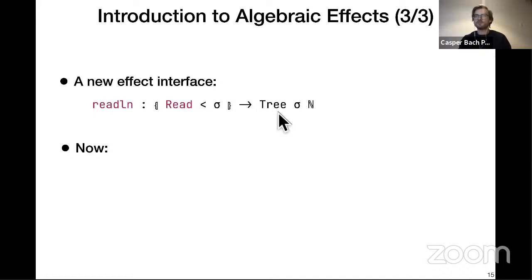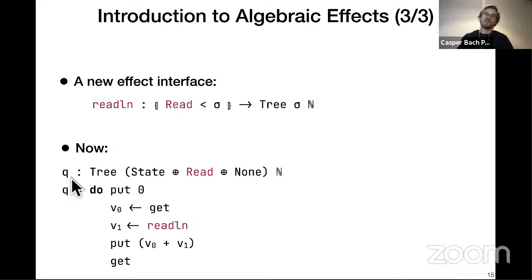So here's a variant of the program I had before. This program is called Q now. I still put zero as the first thing. Then I get the result of the reference cell, store this in V0. Then I read in a value from the user. And then I put the result of adding V0, the state of the reference cell, together with the number that I got from the user. And finally, I return the result.